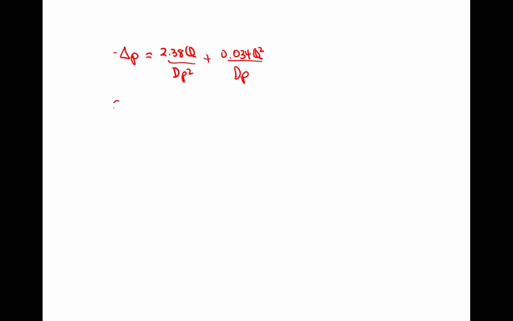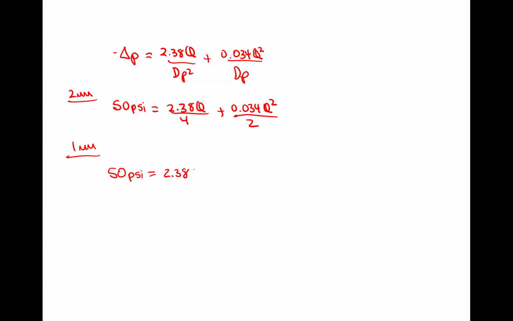And so with 50 PSI in a 2 millimeter particle, we're going to have this equation. And with 1 millimeter, we're going to have the same equation, but with 1 here, right? 1 squared and over 1.